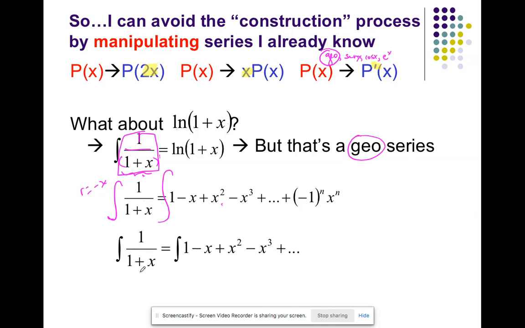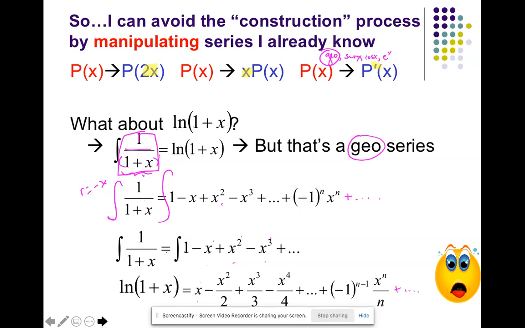The integral of 1 over 1 plus x is equal to the integral of its power series representation, but the integral of 1 over 1 plus x is ln of 1 plus x. And integrating 1 gets me x to the first over 1, x squared over 2, x cubed over 3, x to the fourth over 4, maintaining my alternating signs. I really should write the nth term. I keep forgetting to do that. Just say that it keeps going. Crazy, right? Crazy.